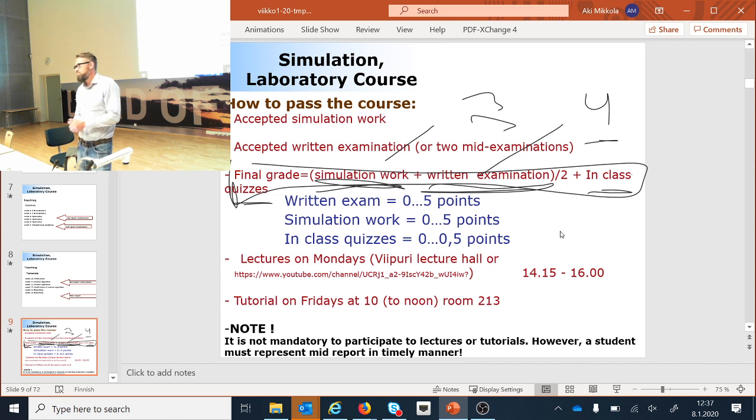Okay. Then tutorials will be on Fridays at 10. And this is the room. They are not getting started this week, but next week. There will be some kind of announcement that we will email to you or send to you via Moodle a little later. But not this Friday, the next Friday is the first tutorial. And there is no mandatory participation. So if you are busy, fine.